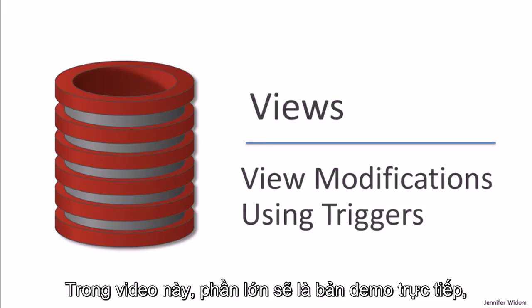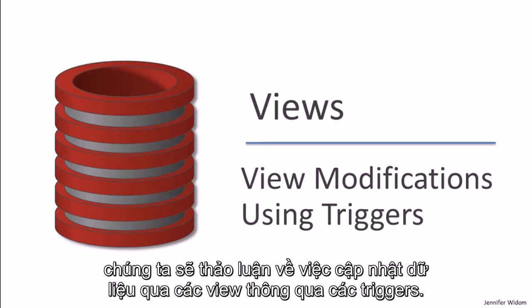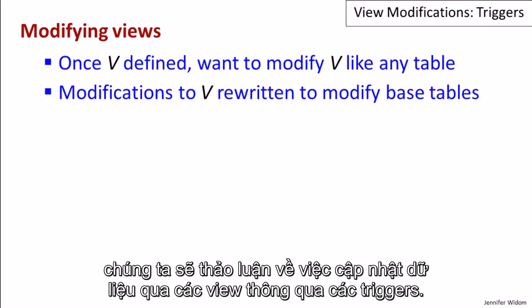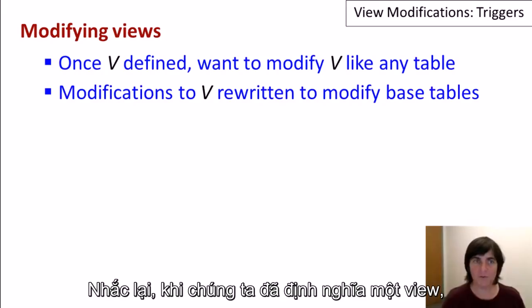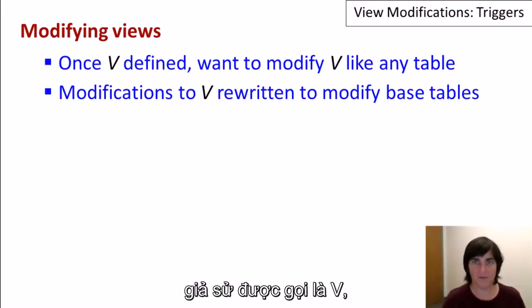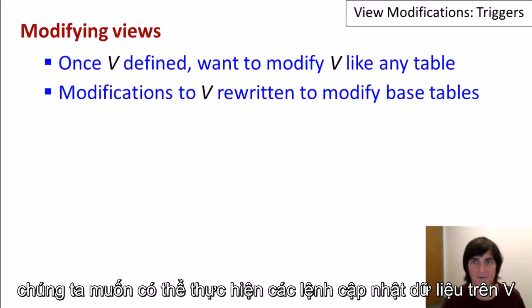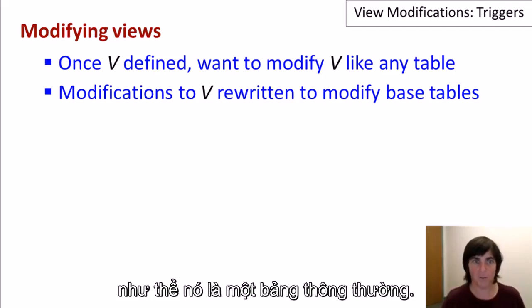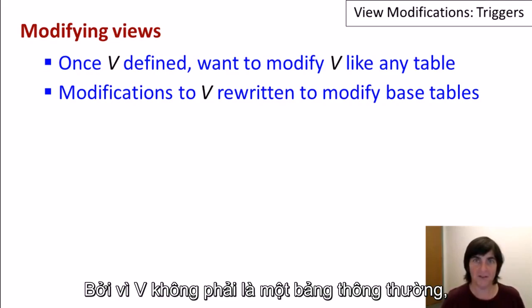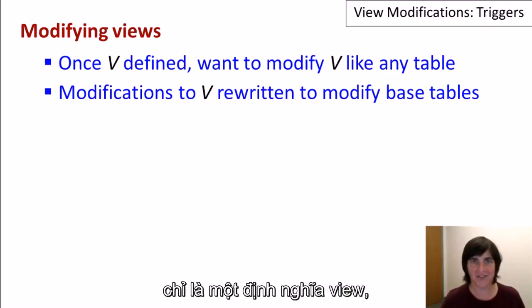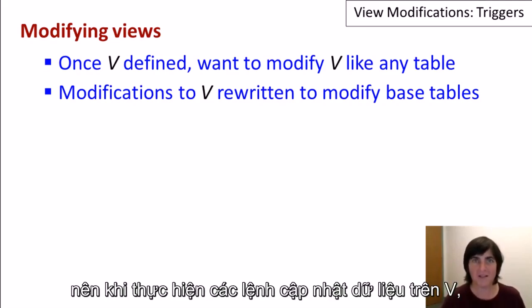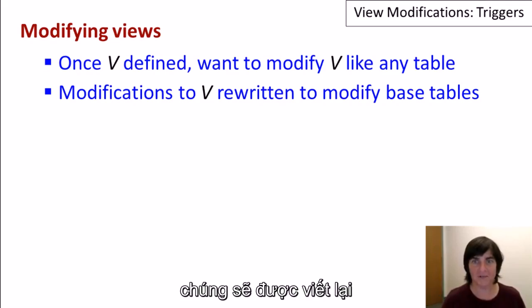In this video, which will mostly be live demo, we'll talk about modifying views through triggers. As a reminder, once we've defined a view, say called V, we'd like to be able to run modification commands over V as if it were a regular table. Now, since V is not a regular table, it's just a view definition, what happens is that the modification commands against V are rewritten to modify the base tables over which V is defined.